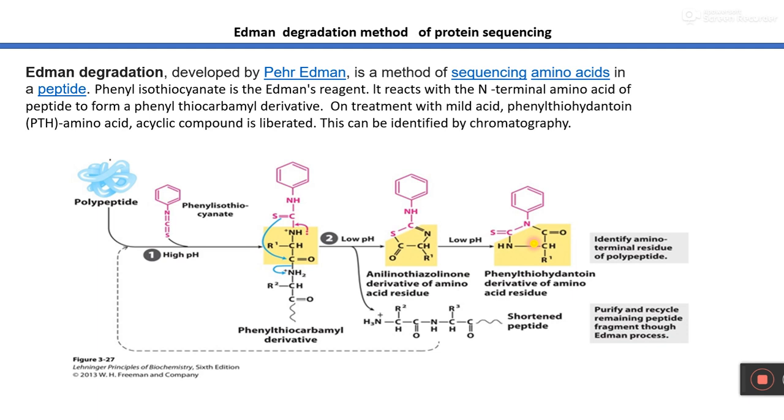So in this way, in the Edman degradation method of protein sequencing, we can determine the whole amino acid sequence of a peptide or polypeptide, and the efficiency of this method is also greater in comparison to Sanger's method of protein sequencing. So this is all about the different methods of protein sequencing, that is Sanger's method and the Edman degradation method.